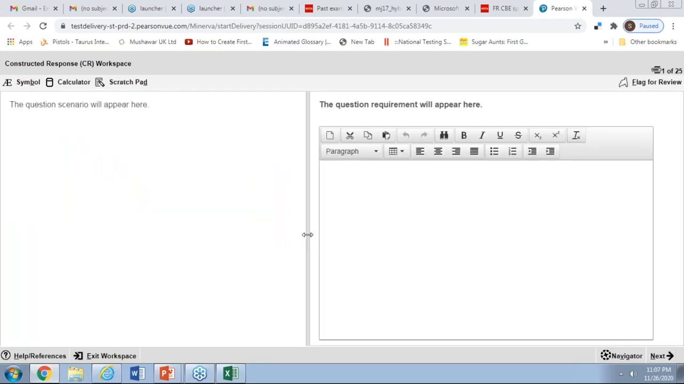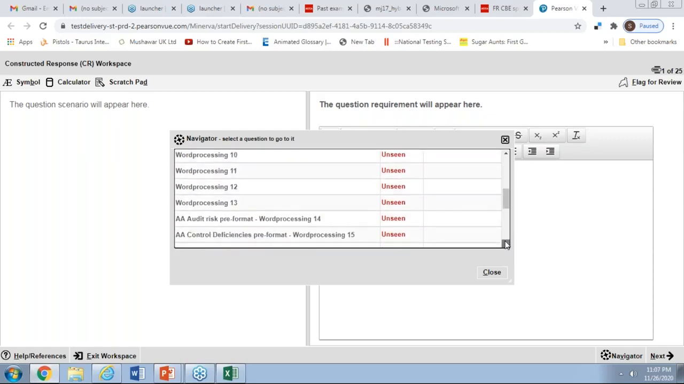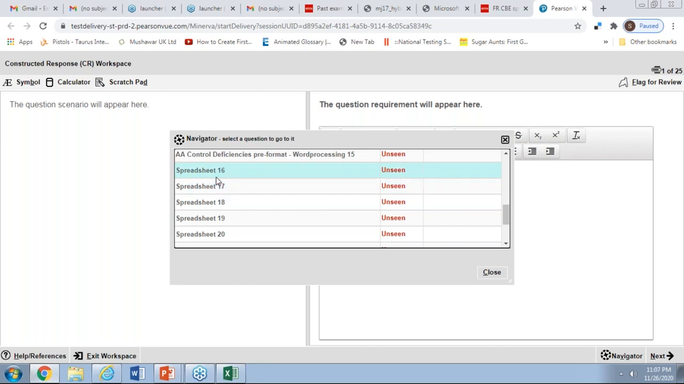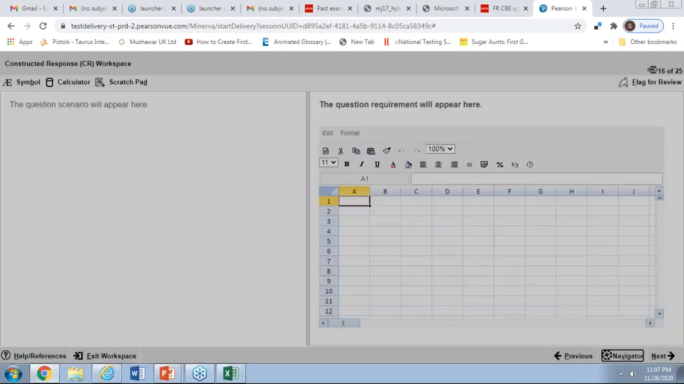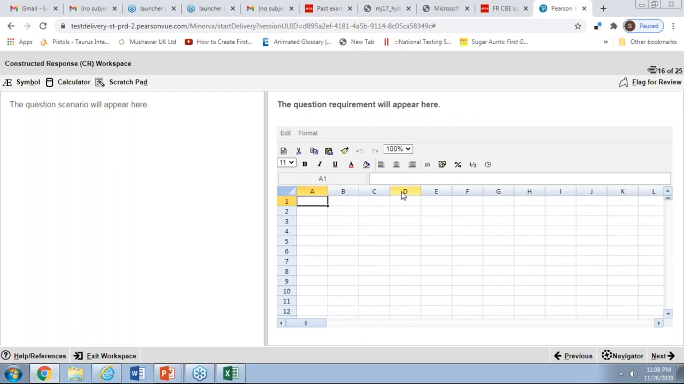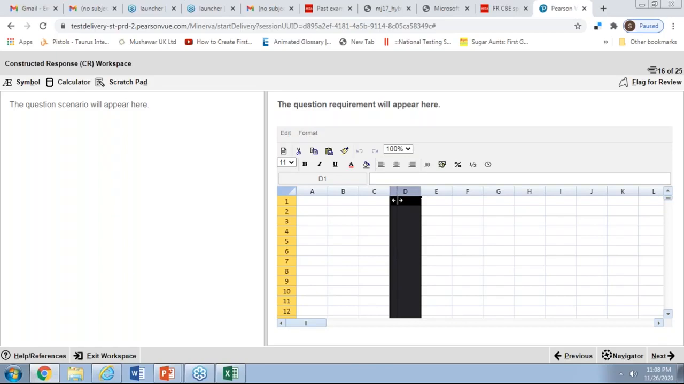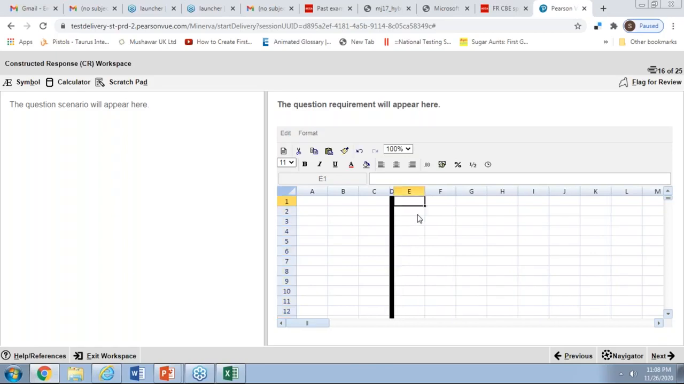Now this is the constructive response workspace for the Word document. I'm just clicking on this navigator button, and we have to select question number 16. These are the spreadsheet related questions. Now this is the space where you can solve the question. So A, B, C, and D. D will be the column which should be colored with the black color. This right hand side would be used for the workings, and the left hand side will be used for the preparation of the consolidated balance sheet or P&L, whatever we have.